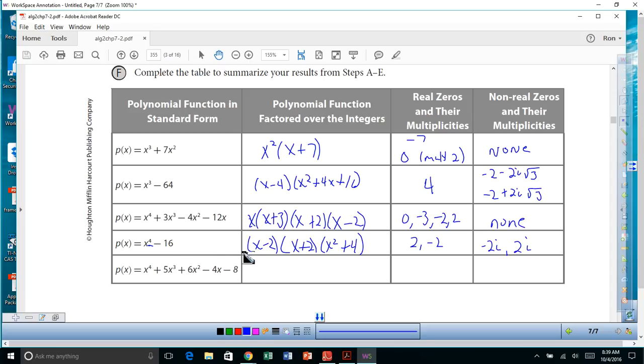This last one here, we had x minus 1 times x plus 2 times x plus 2 times x plus 2. It could be written as x minus 1 times x plus 2 to the third power. And that's kind of hard to read. Let me write that just right there. All right, so we had 1 and we had negative 2 with a multiplicity of 3.